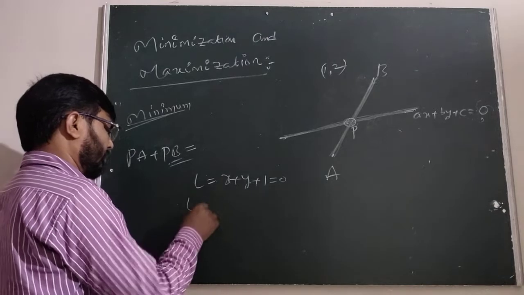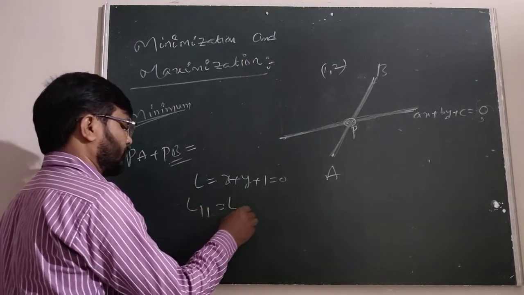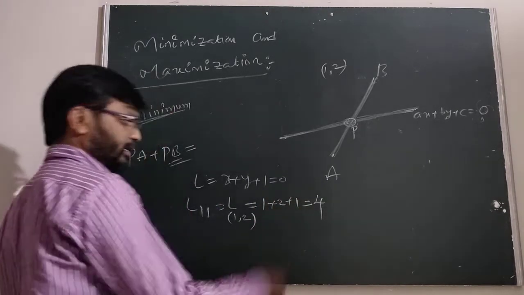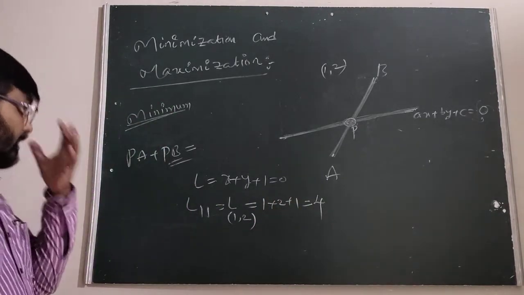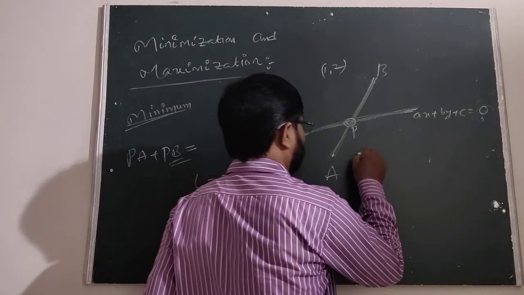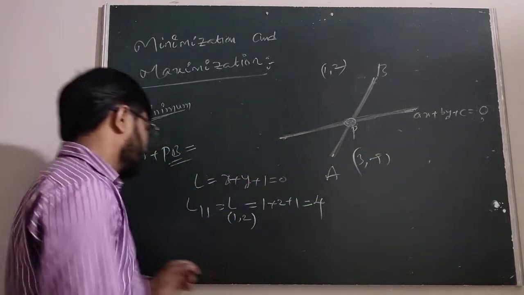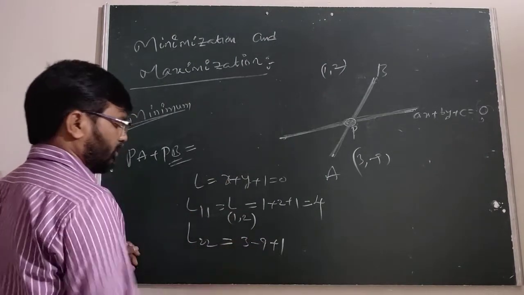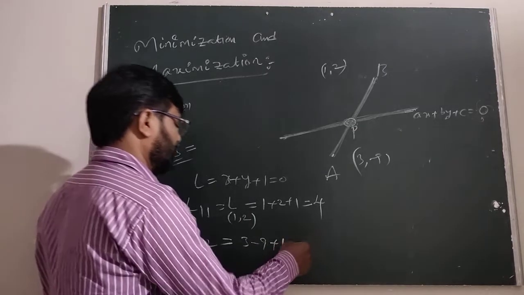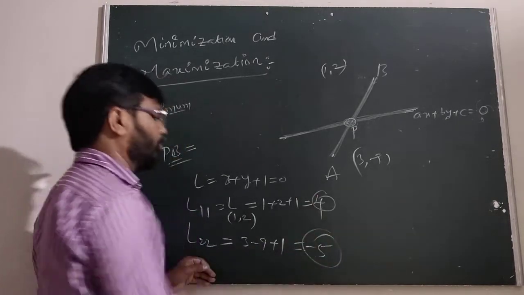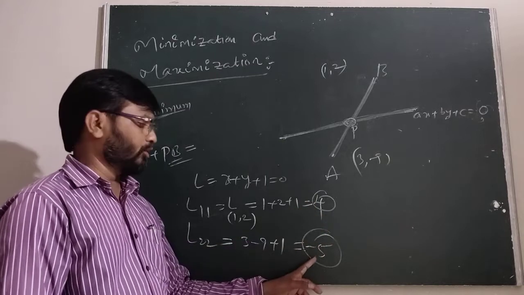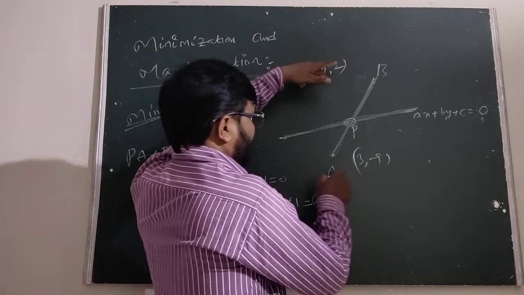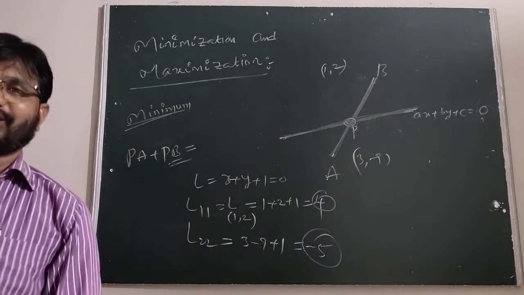Therefore L11, substituting that point, is 1 plus 2 plus 1, then it will be 4, greater than 0. Suppose we take another point, say 3 comma minus 9. This is L22. When we take L22, that is 3 minus 9 plus 1, which is minus 5. When they have opposite signs, one positive and another negative, then point A and point B lie on either side of the line L equal to 0.